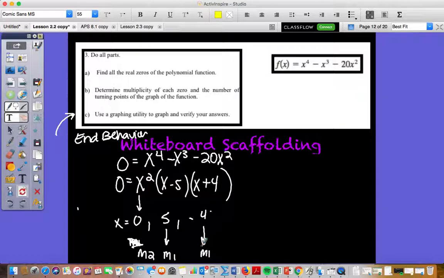Jake, do you know? Okay, someone raise your hand and help me. Audrey, do you know? 0. It's 0, good. Remember y-intercept, we plugged 0 in for x, right? So if we did that, we get 0 minus 0 minus 0 is equal to 0. So remember that when we're talking about x and y-intercept.